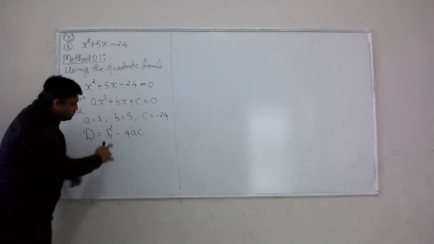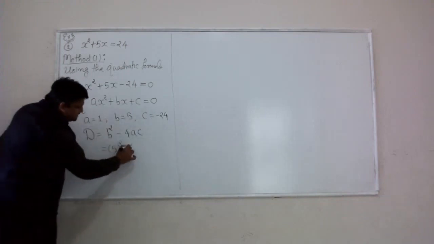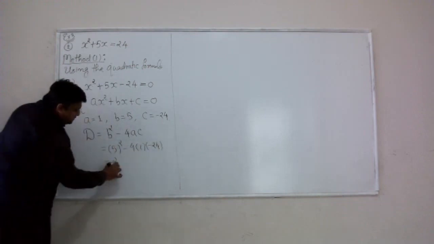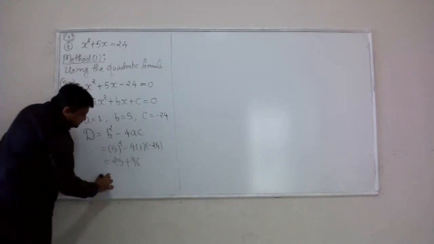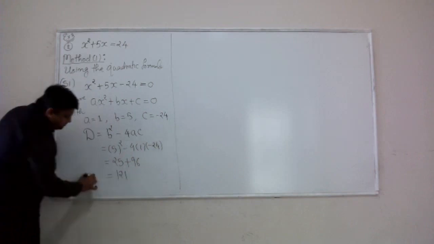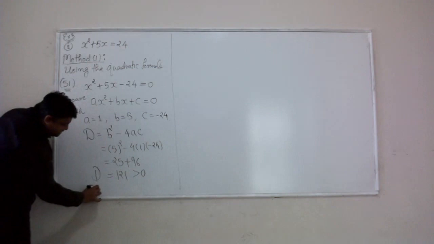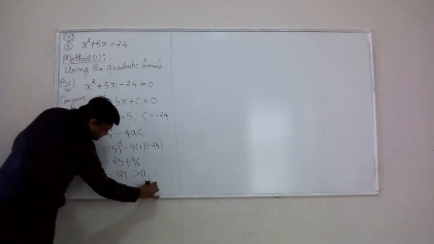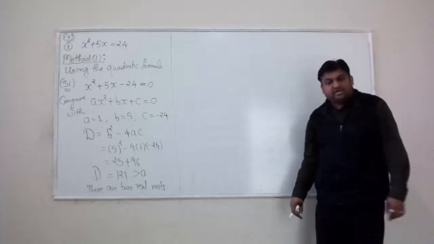All right, you can do the computation directly with these numbers. Look, 5 squared minus 4 times 1 times negative 24. I get 25. The product of these three numbers is 96. Looks like we get 121. Notice that D is positive. We can conclude that there are two real roots, or two solutions. All right, there are two real roots for our quadratic equation.